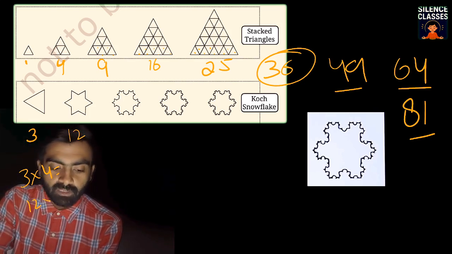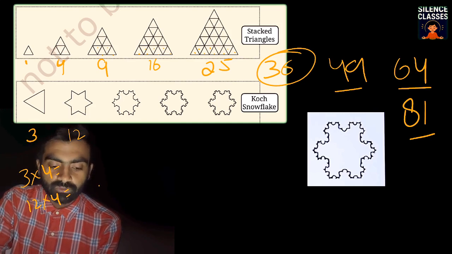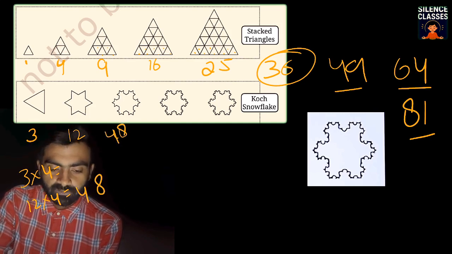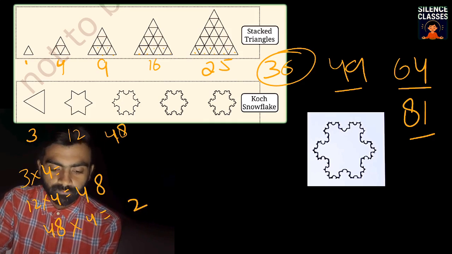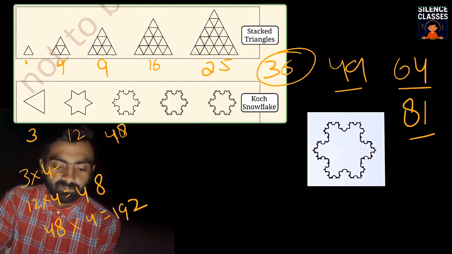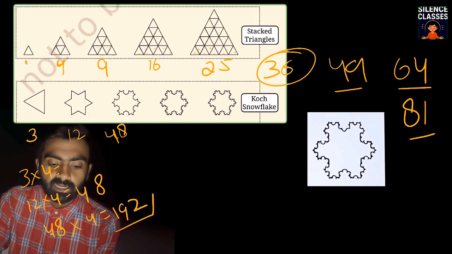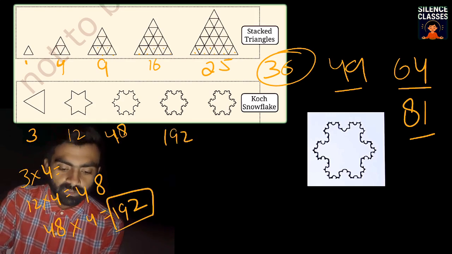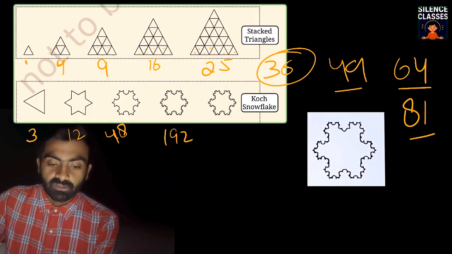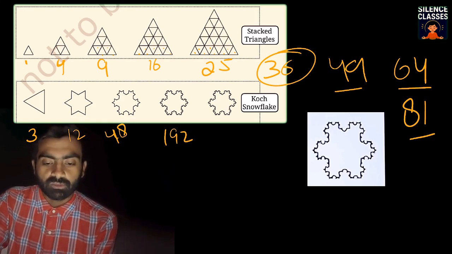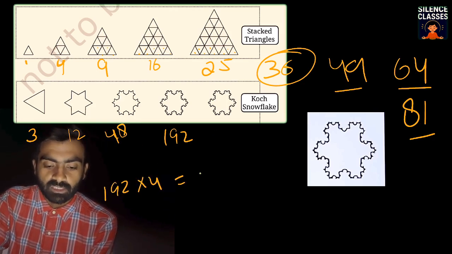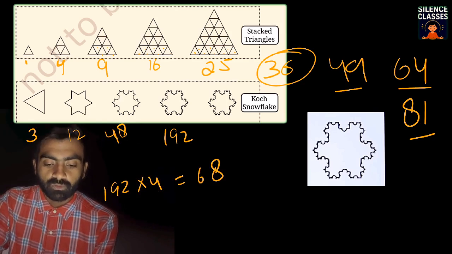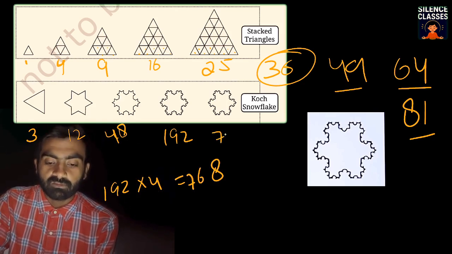If I check it out, 12 multiplied by 4, 4 2s are 8 and 4 1s are 4, so 48 lines are over here. 48 multiplied by 4, we get 4 8s are 32, 4 4s are 16, 17, 18, 19. Okay, so 192 lines are over here. Like this it is carried forward. If I talk about this one over here, 192 multiplied by 4, altogether this many lines: 4 2s are 8, 4 9s are 36, 4 into 4 is 16, 17, 18, 19, 768 lines are over here.